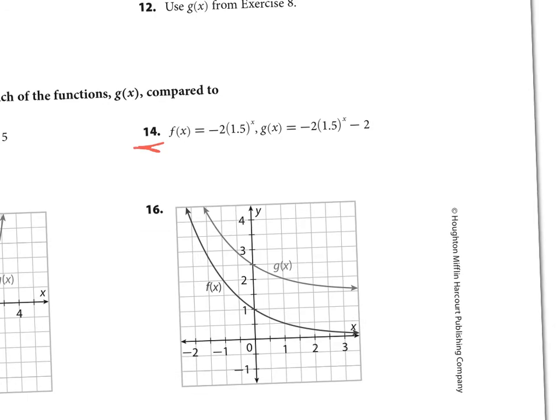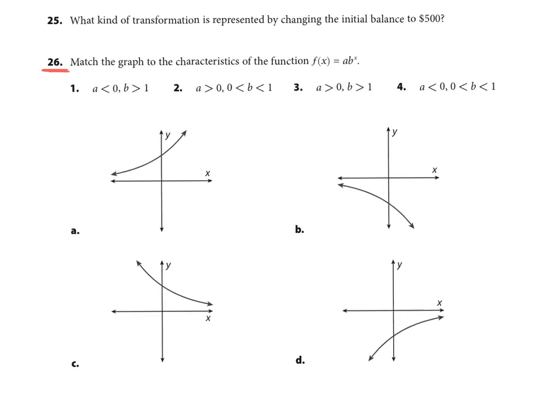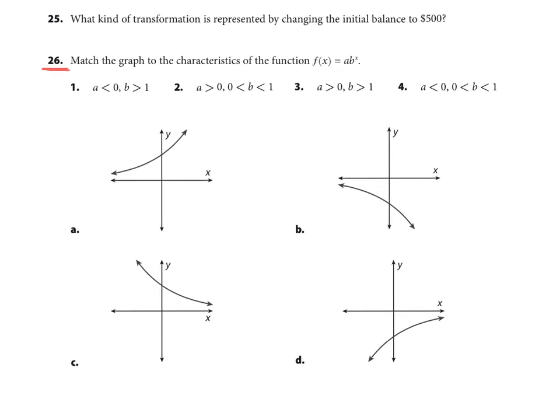Okay. Next problem. 26, match the graph to the characteristic of the given function. Now, if you're having trouble understanding the overall concept, one thing you can do is plug in values and make up a function. For instance, this particular one says a is less than 0, so that means it's a negative number of some sort. B is greater than 1. So you come over here and make up a function.